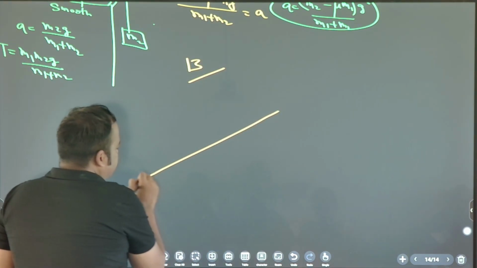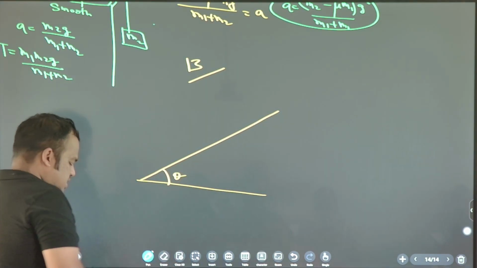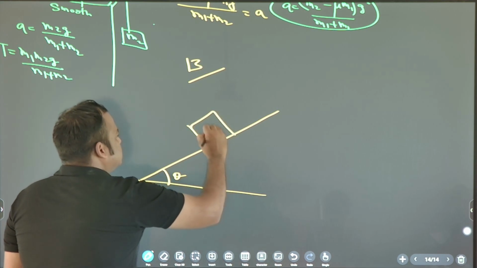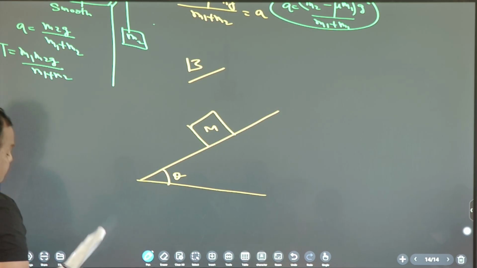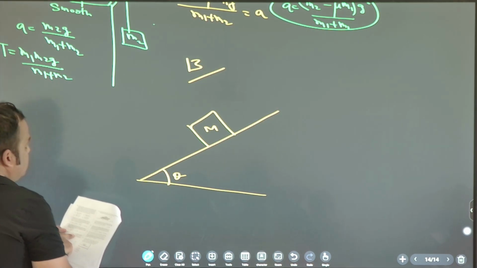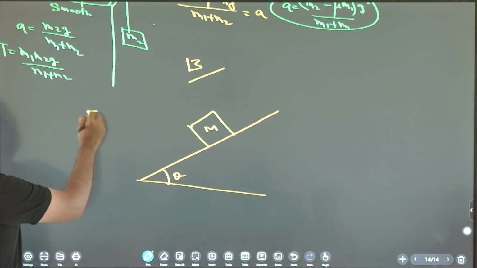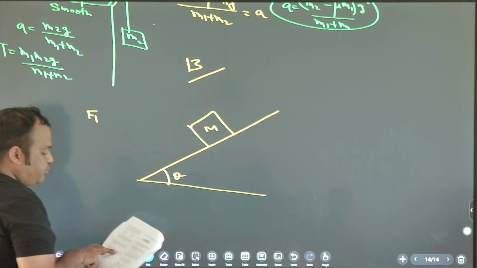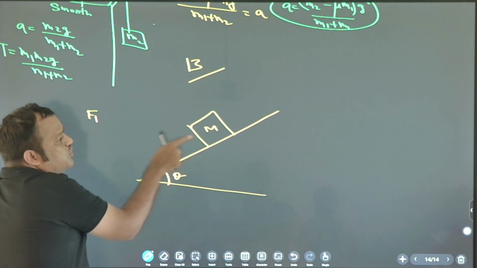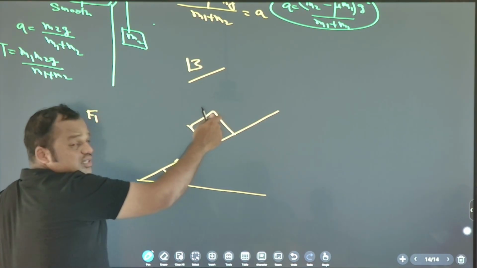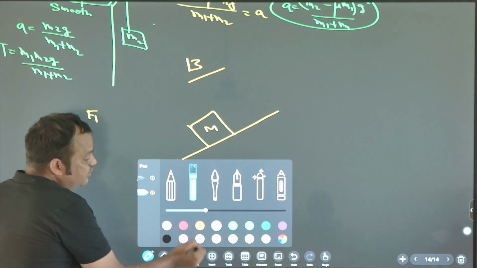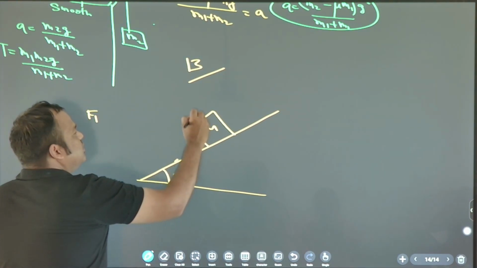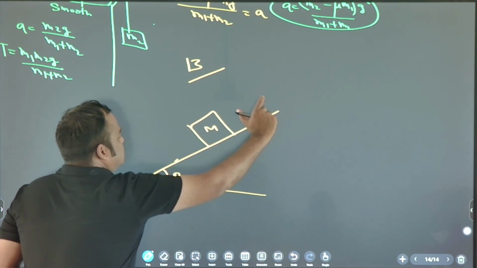So suppose this is the inclined plane. This is the block. First, you understand what is F1 here. Minimum force required to start pushing the body up means you want this object to move up. So friction will act where? Up the plane or down the plane? Down the plane. Okay. So you want this block to move like this, so friction will act down.